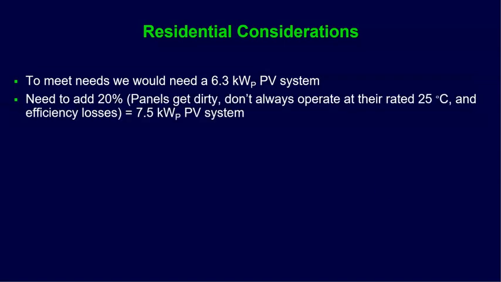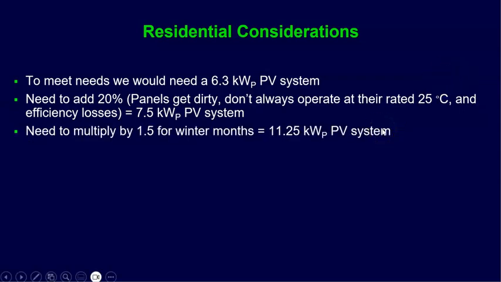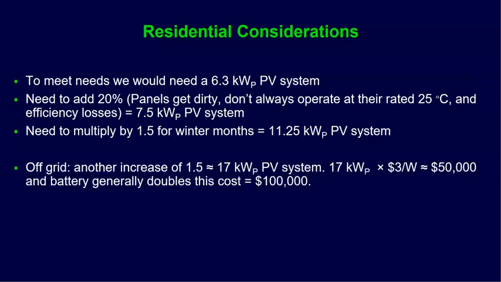But unfortunately, it's not quite that simple. To be smart about this, you would probably need to add about 20% because the panels get dirty. They don't always operate at their peak temperature, and there are various efficiency losses. And so you're talking about needing a 7.5 peak kilowatt power system. Then you need to multiply by 1.5 for the winter months, because in the winter there's a much larger imbalance. And so then you're talking about an 11.25 kilowatt system.